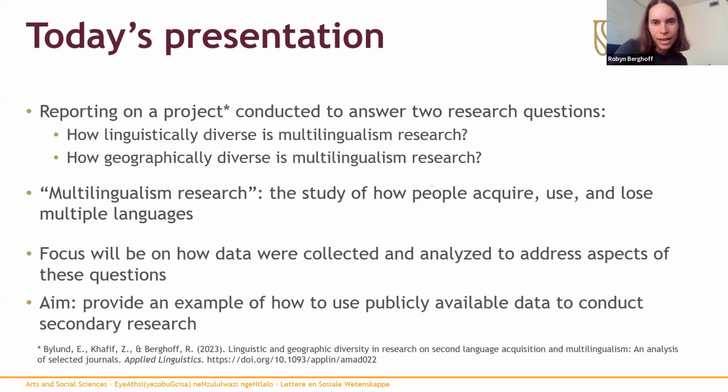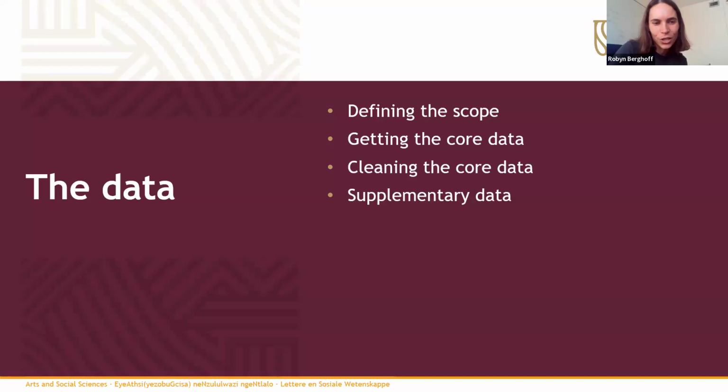Okay, so I have roughly divided the presentation into two sections. The first I'm calling the data. Within this section, I'm going to talk about defining the scope of our project, what we were interested in looking at, so that we knew what kinds of data we needed to collect. I'll talk about how we got the core data we used for the project, and how we cleaned that data to get it into a format that we could actually use to answer our questions. And then I'll talk about some supplementary data that we added to this core data that helped us address other aspects of our research questions.